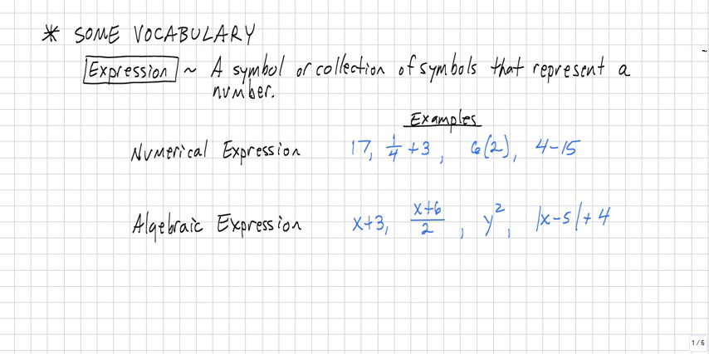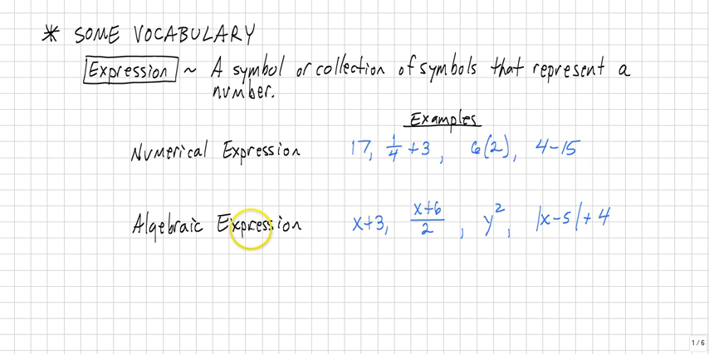A lot of this is just vocab. It's been a while, but if we say expression in algebra, we just mean a symbol or a collection of symbols that represent a number. There can be numerical expressions, or algebraic expressions. A numerical expression is any collection of symbols that's just a number, like 17, or 1/4 plus 3, which would represent 3 and a fourth. 6 times 2 would represent 12. 4 minus 15 would represent negative 11. Those are all numerical expressions.